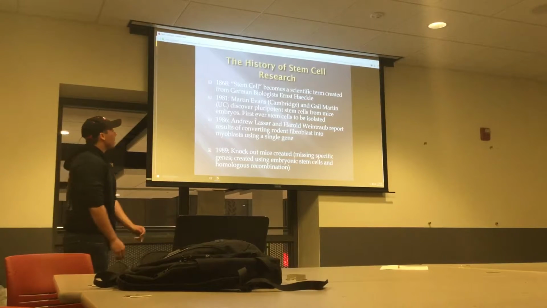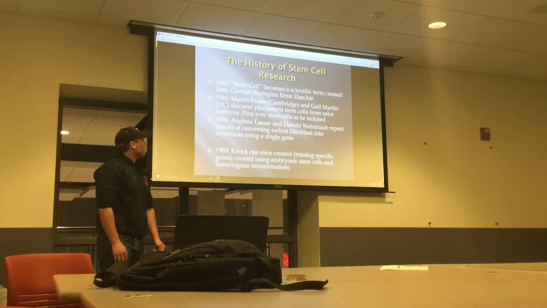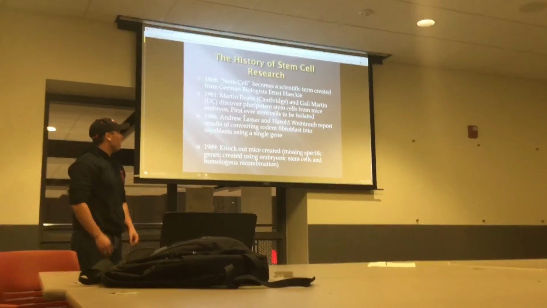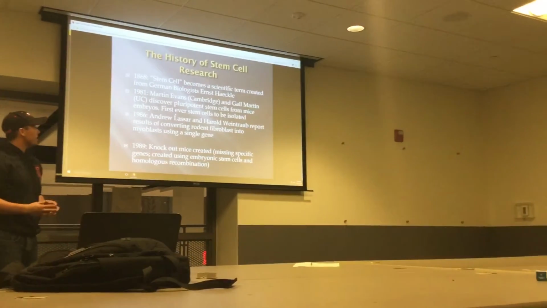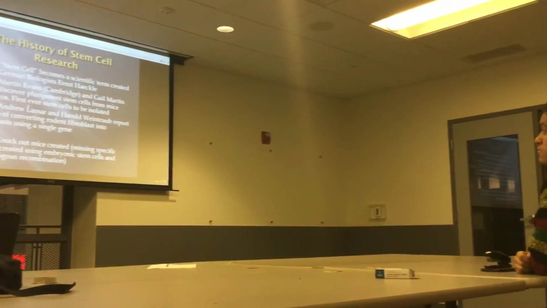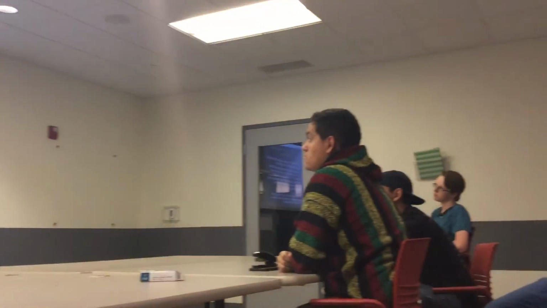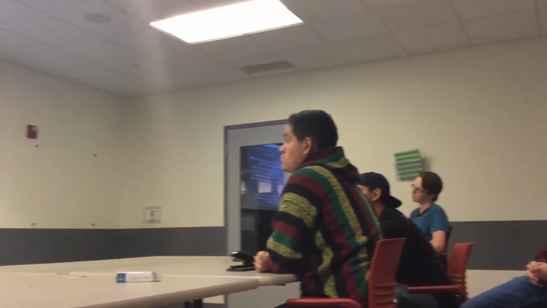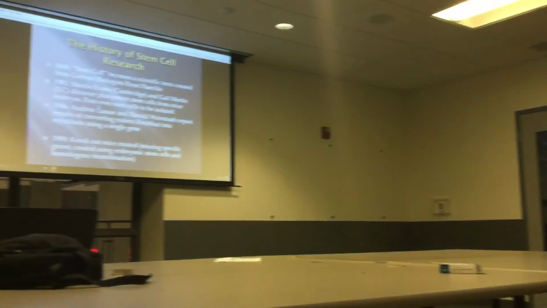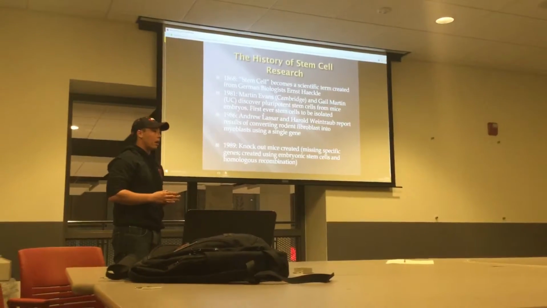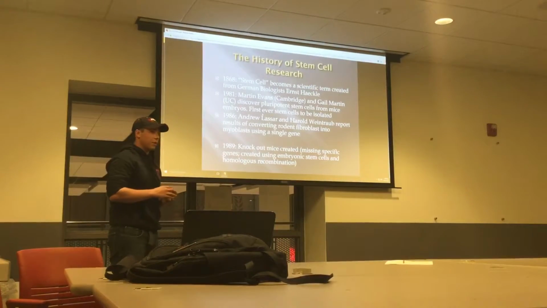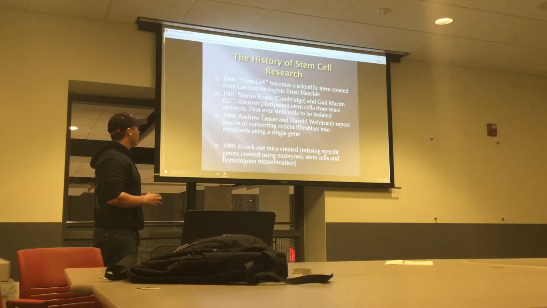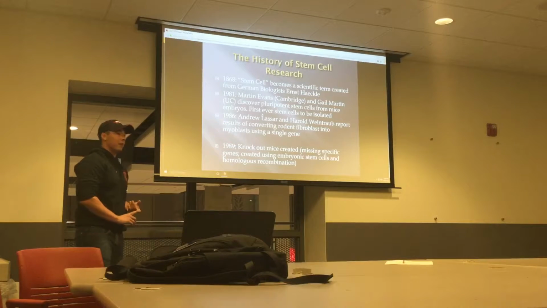A quick history. Back in 1868, the word stem cell became a scientific term from German biologist Ernst Haeckel. In 1981, fast forward about a century, Martin Evans from Cambridge and Gail Martin from UC discovered pluripotent stem cells from mice embryos. Basically, these were the first mice to be used to help regenerate and heal some illnesses that they had. This is the first time that we were actually able to isolate stem cells as well.